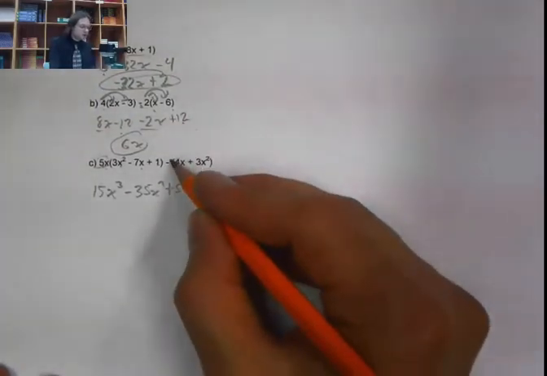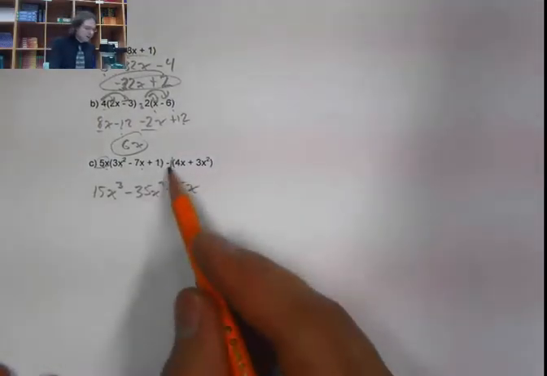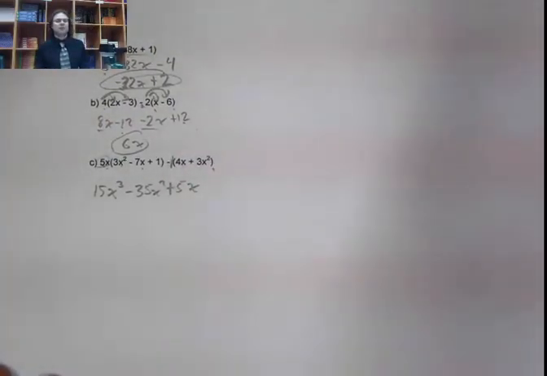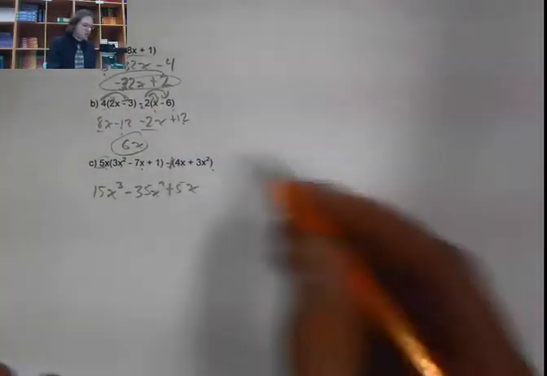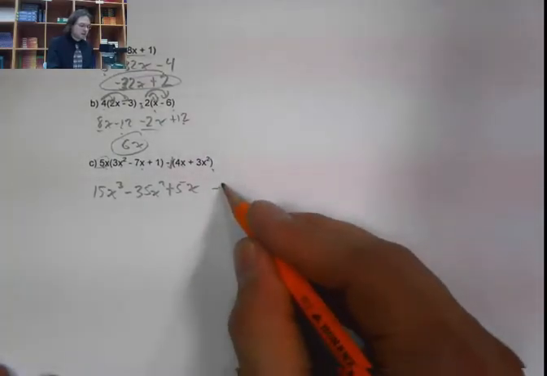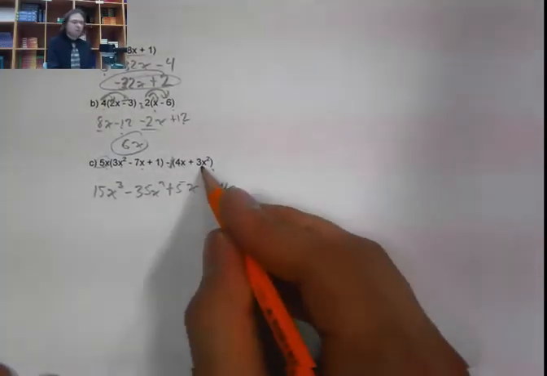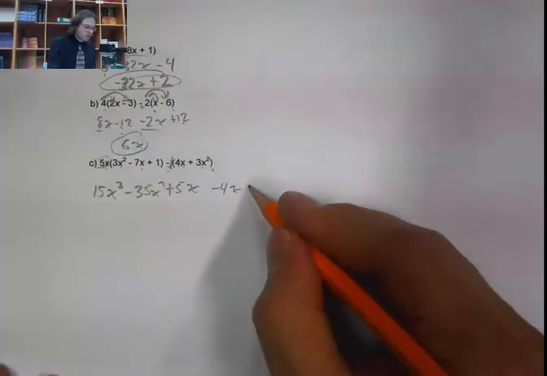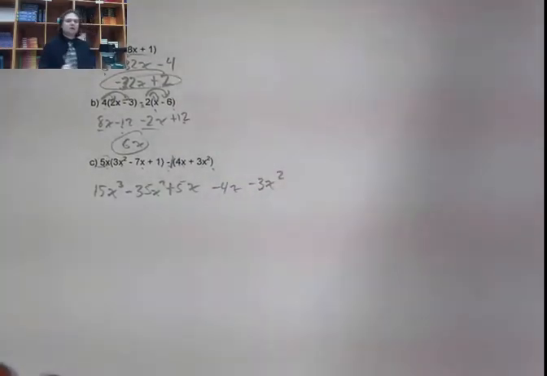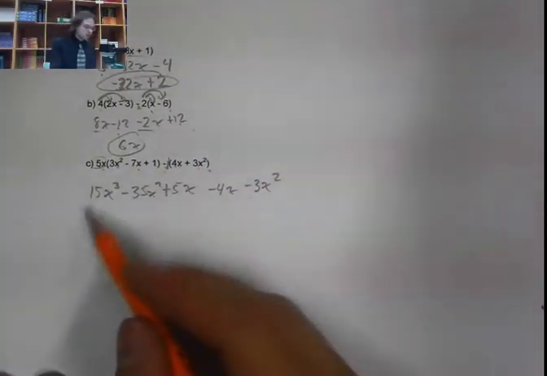Now, there's an imaginary 1 here. So we have negative 1 multiplied into everything else. So I'm going to go negative 1 multiplied by 4x gives me negative 4x. And I go negative 1 multiplied by 3x squared will give me negative 3x squared. So now let's combine all my like terms.